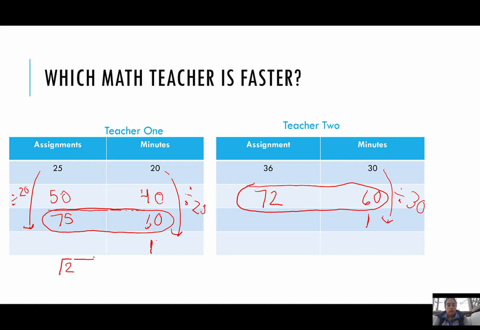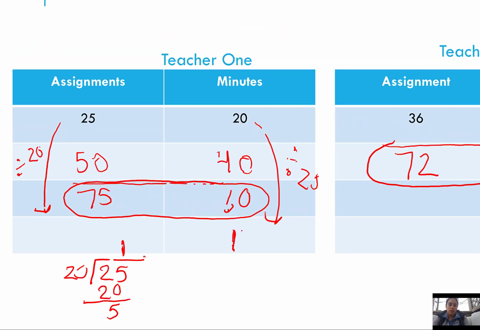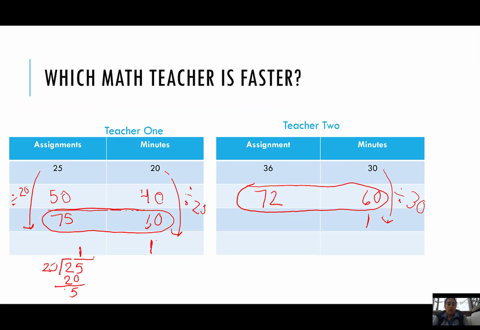25 divided by 20. It can't go in. It could go in one time. Get 20 with a remainder of 5. Oops, it's not what I wanted to do. The remainder of 5. Let's erase this. Let's go back to normal. Move this up here. There's not enough space.